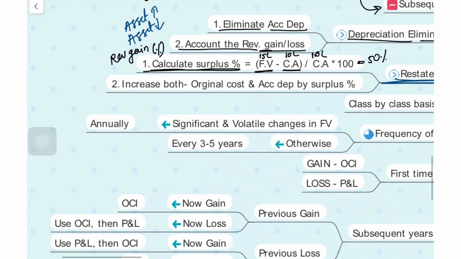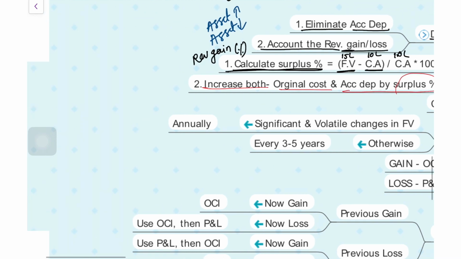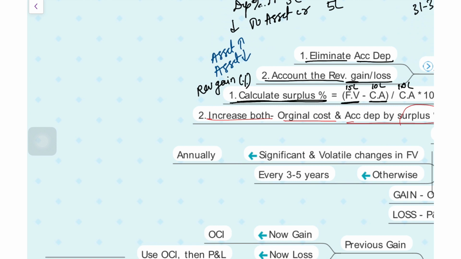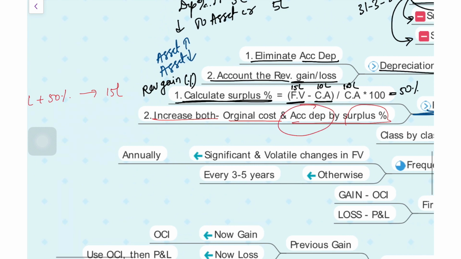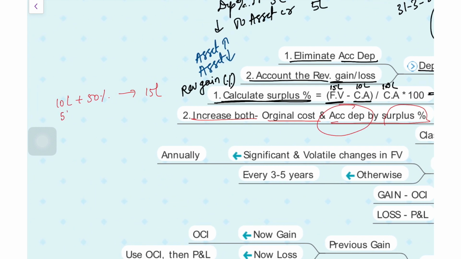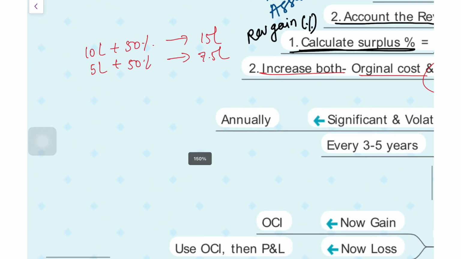Now here you have to increase both your original cost and your accumulated depreciation by such surplus percentage. Suppose your asset was being shown at 10 lakh rupees in your books. You have to add 50% so that it now comes up to 15 lakh rupees. You have increased the original cost of the asset. Now the accumulated depreciation. Suppose accumulated depreciation in the books was 5 lakh rupees. You do 5 lakh plus 50% and show it at 7.5 lakh in your books.